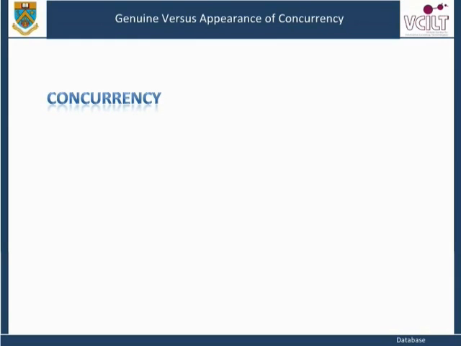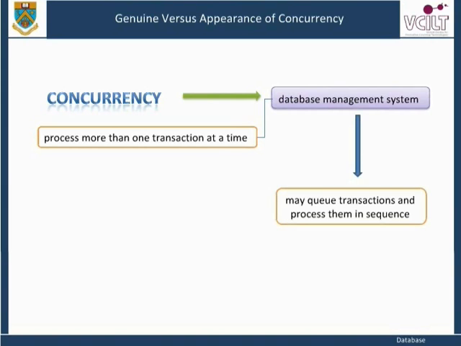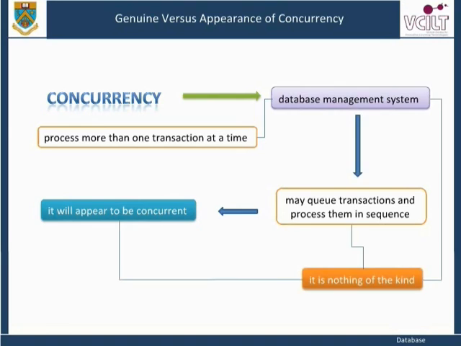Concurrency is the ability of the database management system to process more than one transaction at a time. You should distinguish genuine concurrency from the appearance of concurrency. The database management system may queue transactions and process them in sequence. To the users, it will appear to be concurrent, but for the database management system it is nothing of the kind. This is discussed under serialization below.